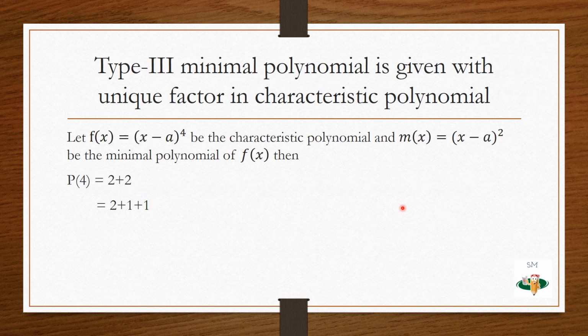Next one, type 3, that is, the minimal polynomial is given with a unique factor in the characteristic polynomial. Suppose the characteristic polynomial contains only a single factor and the minimal polynomial is given. Then what we have to do for the Jordan canonical form, that is the next type. So here we have only one factor, (x minus a) whole power 4, and the minimal polynomial is (x minus a) whole square.